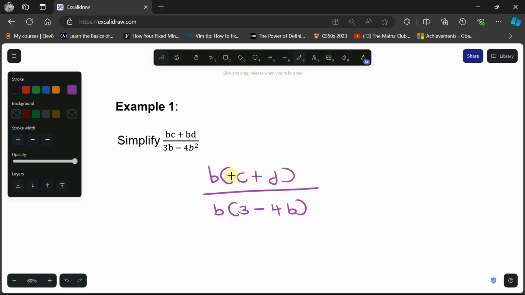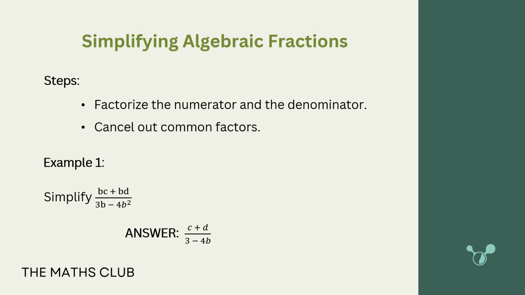So you can see I factored out this b. I can cancel out this one from this one, because it's like saying b times open bracket c plus d, close the brackets, and b times open bracket 3 minus 4b, close the bracket. Because it's multiplication, both at the numerator and denominator, I can cancel both of them out. So when I simplify this, there's nothing that is common between any of them. So my answer will be c plus d all over 3 minus 4b. And you can see it right here.